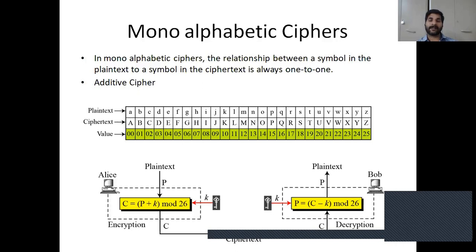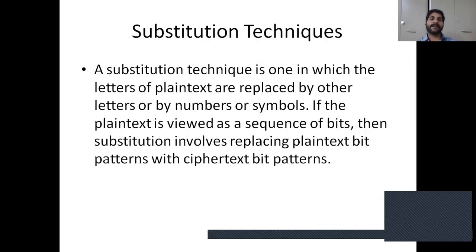He decrypts the message using the reverse algorithm of the same key and obtains the plain text. A substitution technique is one in which the letters of plain text are replaced by other letters or by numbers or symbols. If the plain text is viewed as a sequence of bits, a substitution involves replacing a plain text bit pattern with a ciphertext bit pattern.